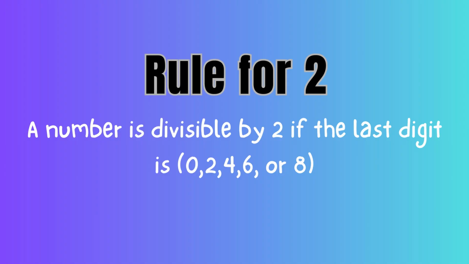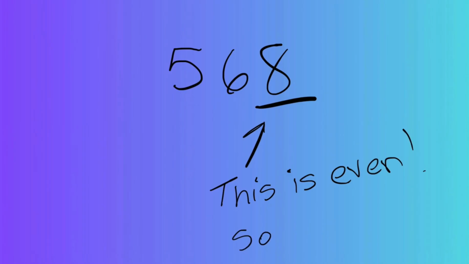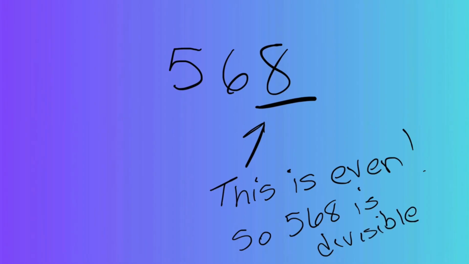Divisibility by 2. The rule is simple. A number is divisible by 2 if its last digit is even: 0, 2, 4, 6, or 8. Why does this work? Because our number system is based on powers of 10, and 10 is divisible by 2. So every place value except the ones place is already divisible by 2. That means we only need to check the last digit. If the last digit is even, the whole number is even.